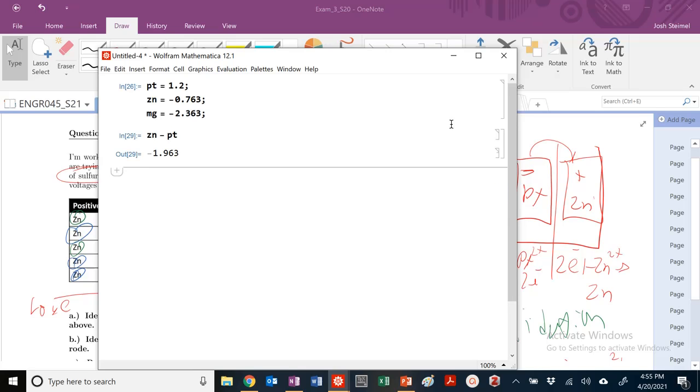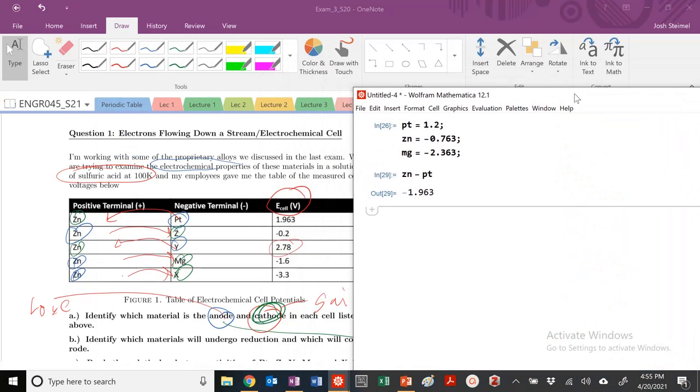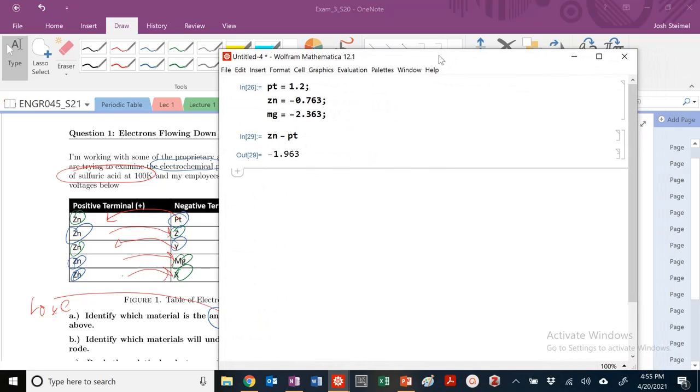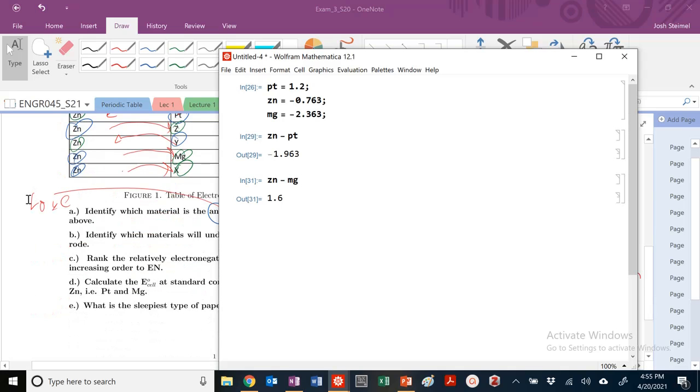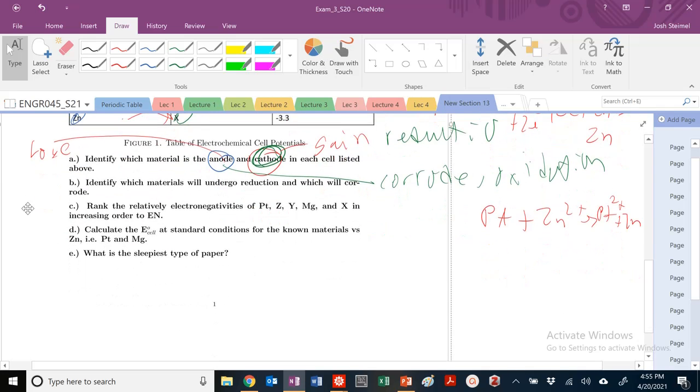You can do the same exact procedure here. The other materials would be Zn and Mg, so Zn minus Mg. Oh, what do you know? But that makes sense from our electronegativities, right? Mg should grab the electrons from zinc.